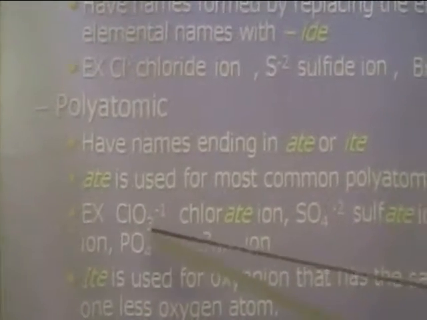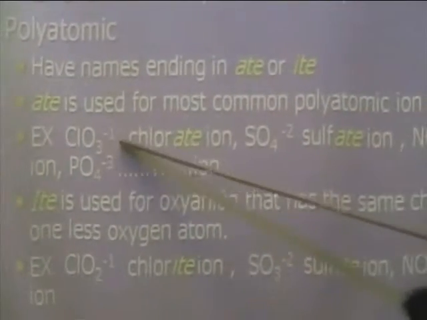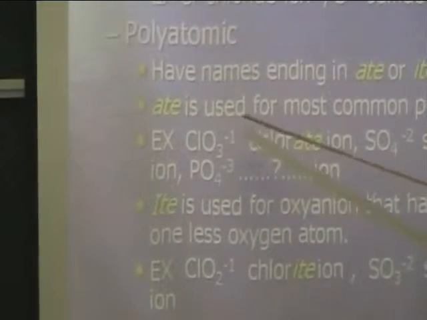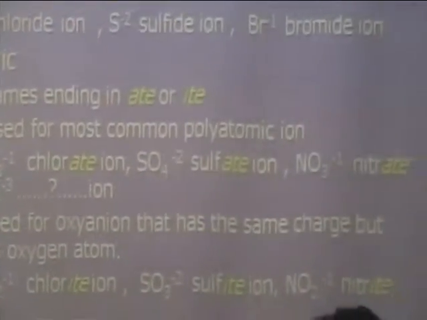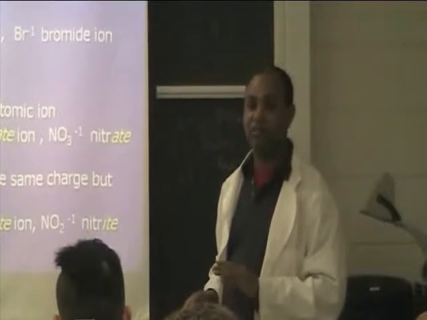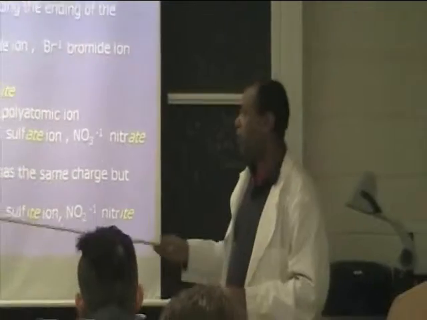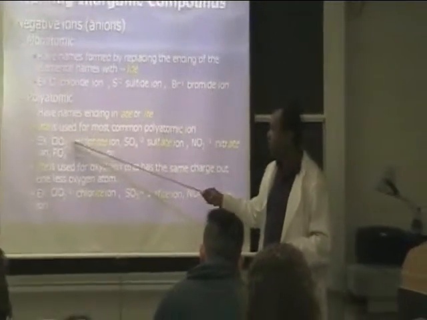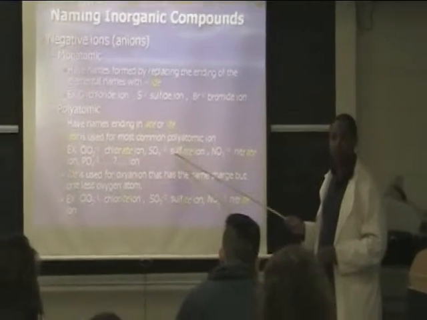ATE. So chlorate has a formula of ClO3 and an overall charge of -1. Usually they have a -1 charge. That is how they are. Chlorate has a charge of -1. You have sulfate, for example, here. Sulfate has a charge of -2.